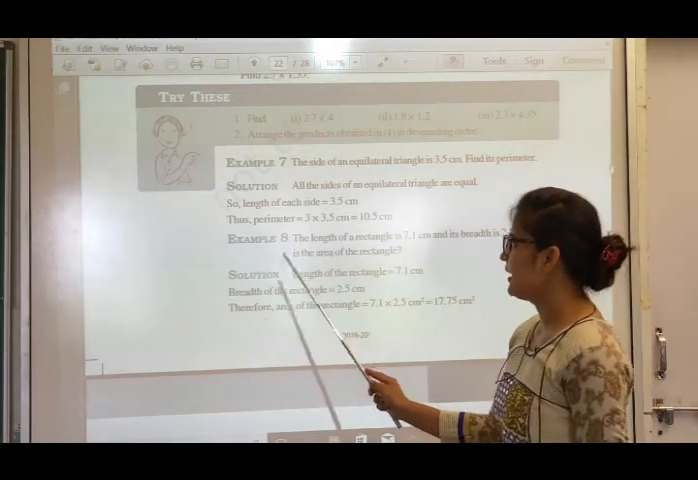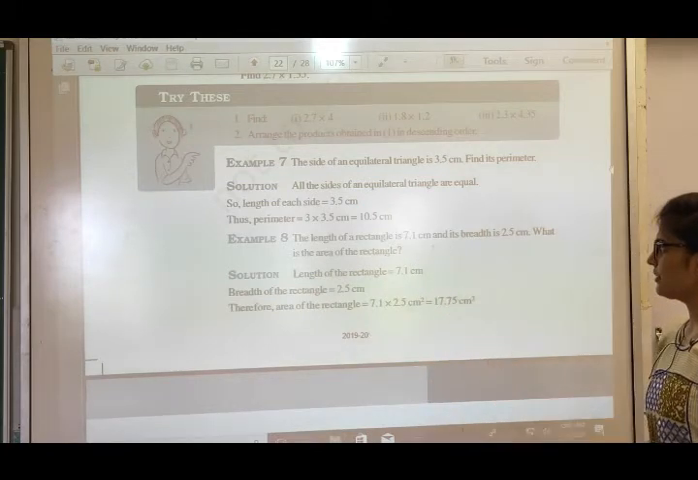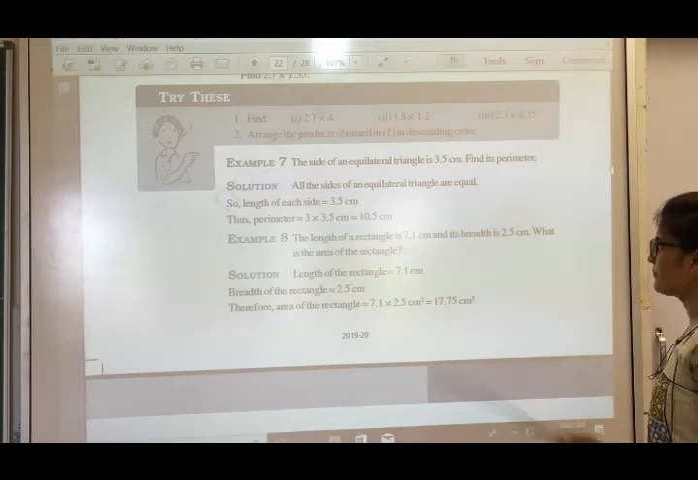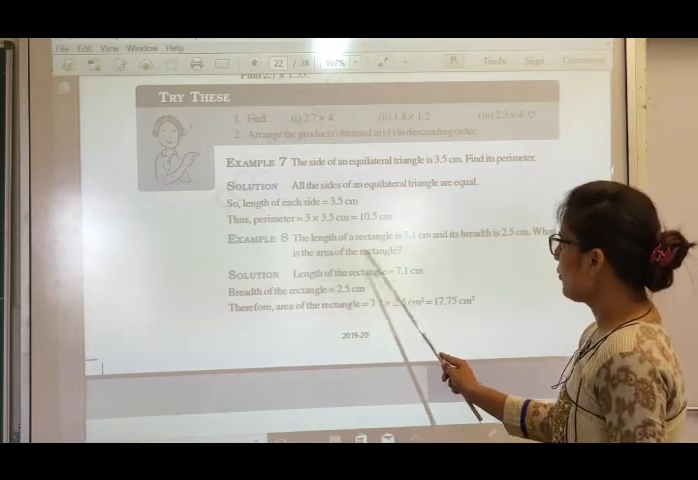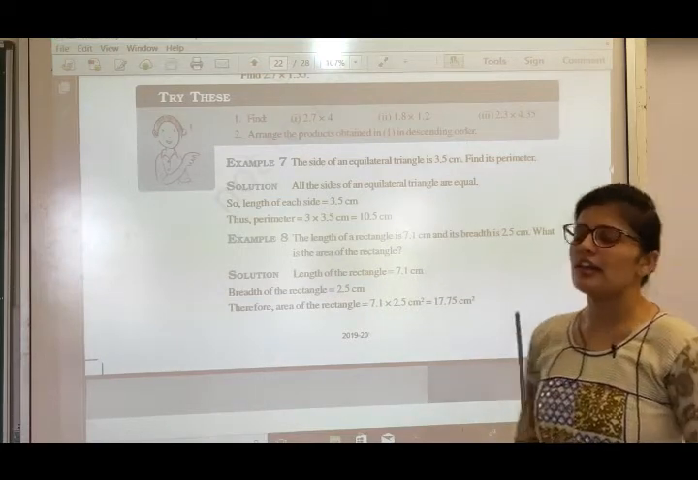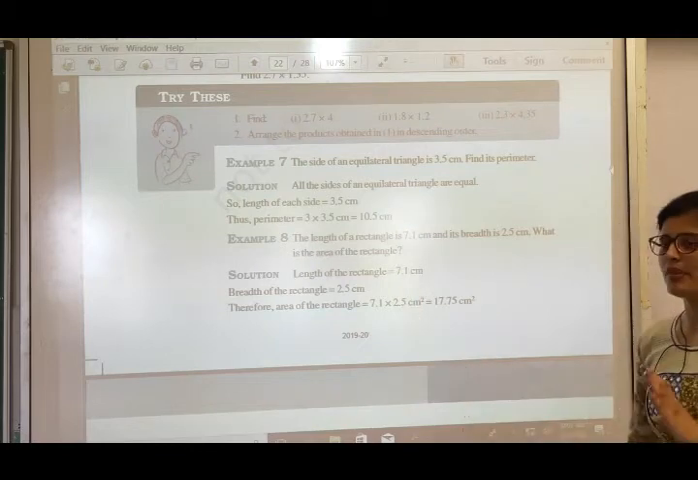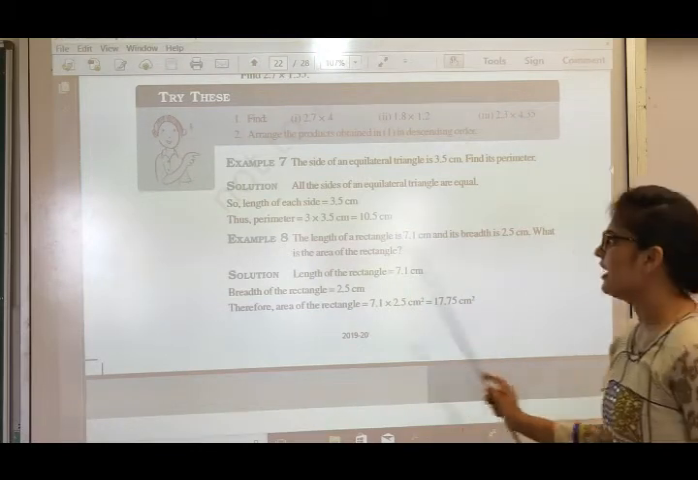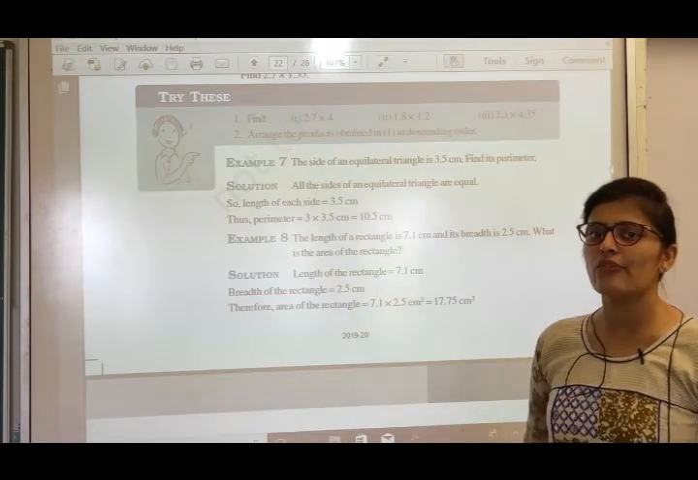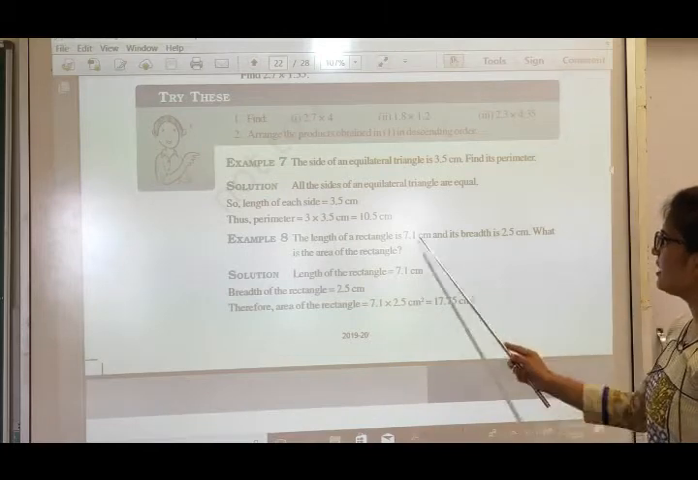Next example is there. The length of the rectangle is 7.1 centimeter and its breadth is 2.5 centimeter. What is the area of the rectangle? Now here the rectangle is given. In that rectangle measurement of length is given, measurement of breadth is given. We have to find out the area. So what is the formula for finding the area of rectangle? It is length into breadth. Same, we have to multiply these two.